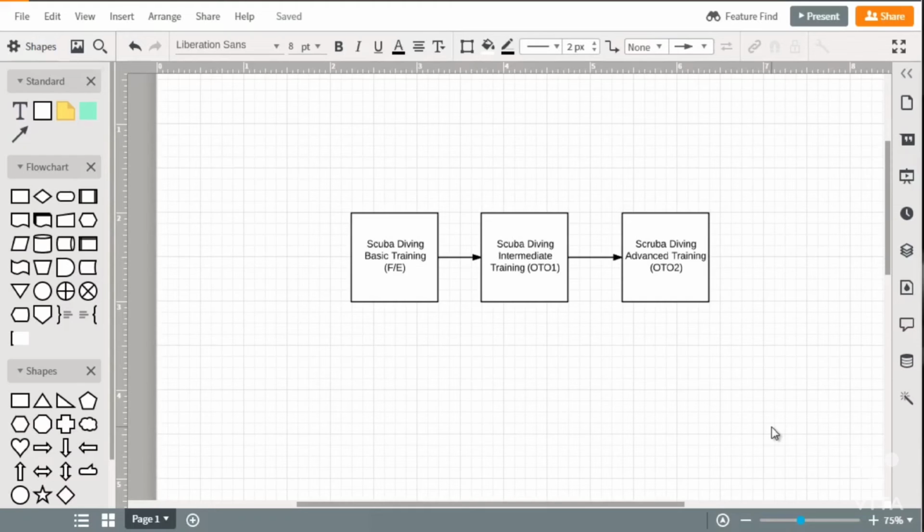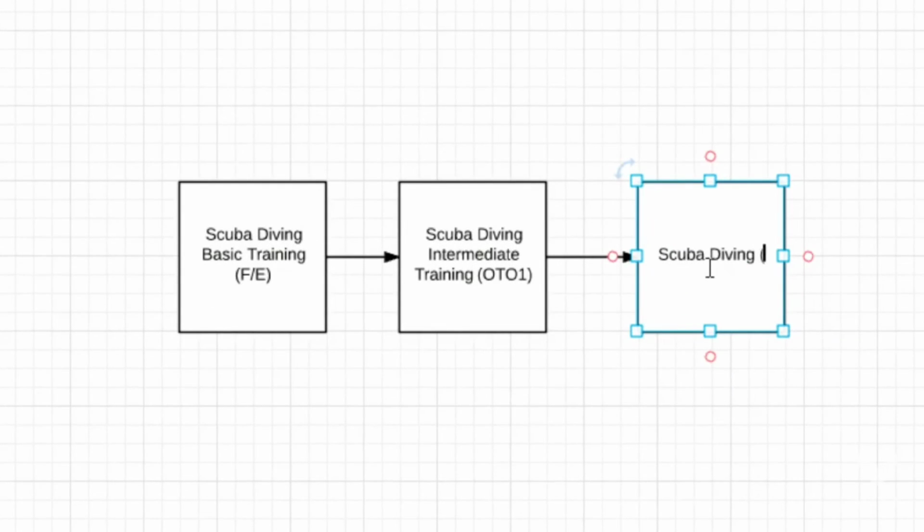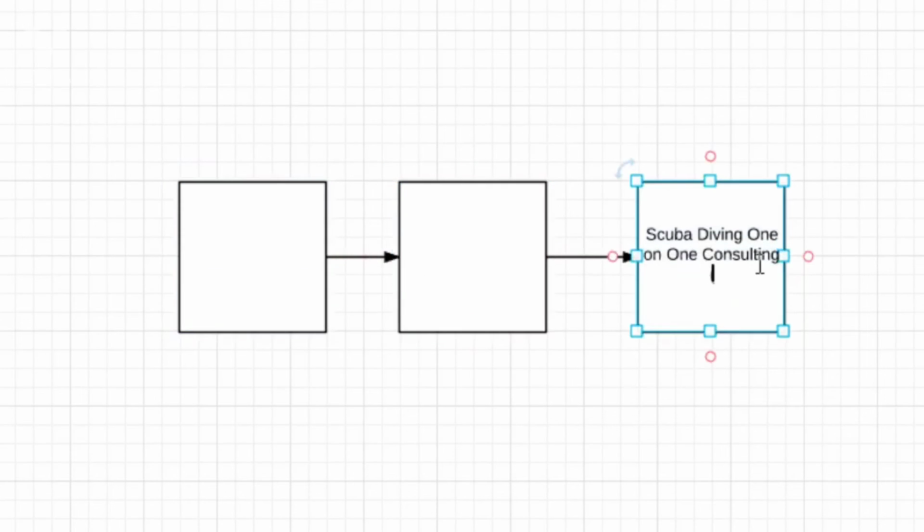So let's say, for example, that you offer a scuba diving service or a training. So you really need to figure out what category does that fit in. Does it fit in where you're training somebody? Does it fit in maybe tourism or entertainment? You need to figure that out first and write that down. So in this case, we could do scuba diving one-on-one consulting. So that could be a one-on-one personal training kind of thing. And let's delete these two here. And let's say this will be OTO3.